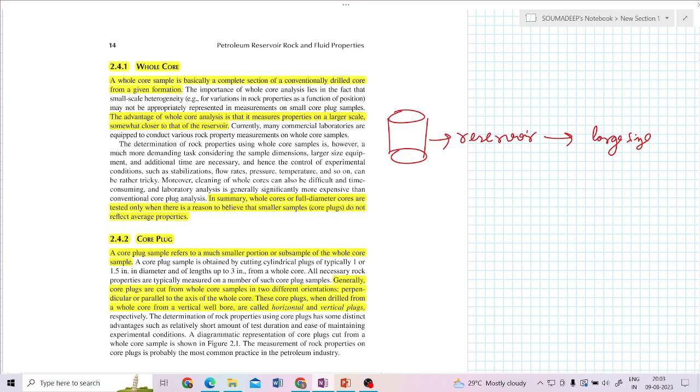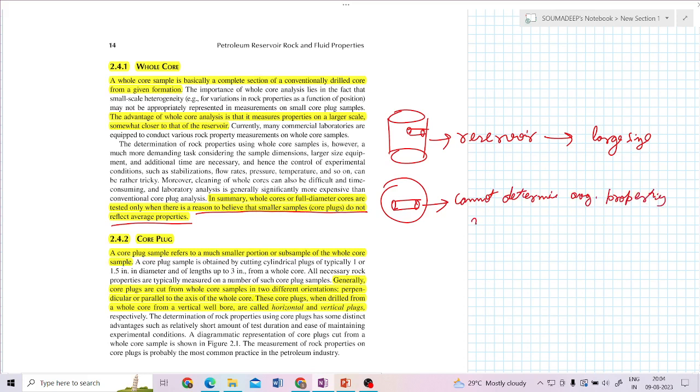And here you can see what he has written. These are only used as reason to believe that smaller samples or core plugs do not reflect average properties. We use core plugs, so they are a very small part of the core. If you see the core in comparison, it is a very small part. So we cannot determine average properties more accurately.